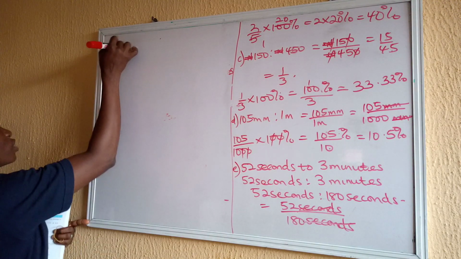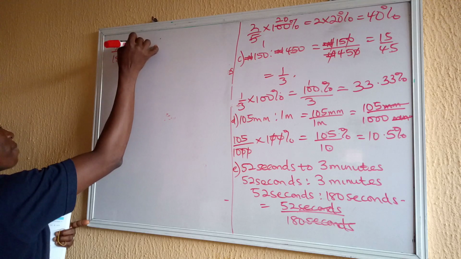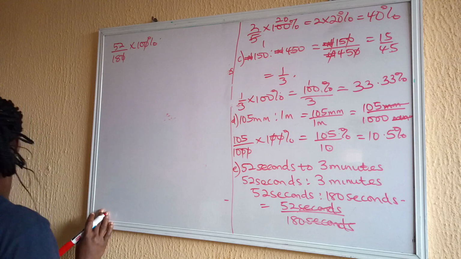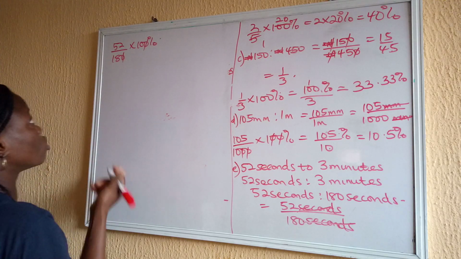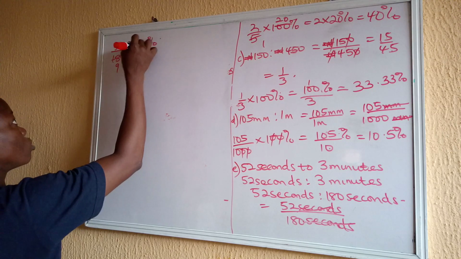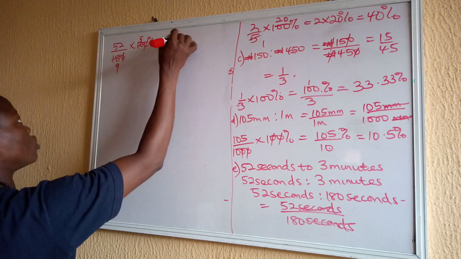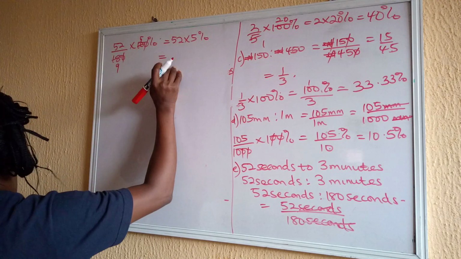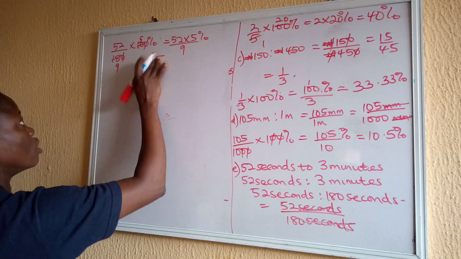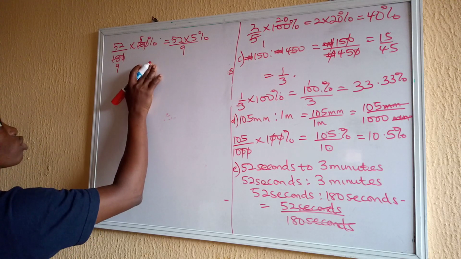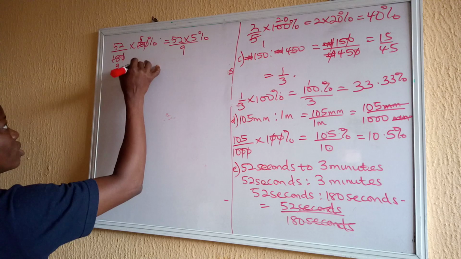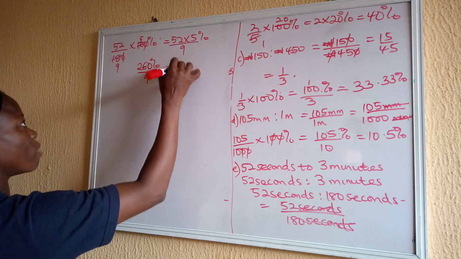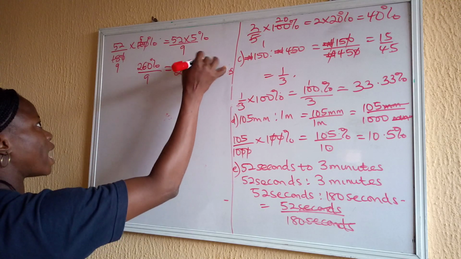So you're having 52 over 180 multiplied by 100%. The zeros will cancel themselves. So what are you left with? 2 can still go. 2 here 9, 2 here 5. So we have 52 times 5 over 9 percent. 52 times 5 will be giving us 260. 260% divided by 9. So in all, we'll be having 28 whole 8 over 9%.